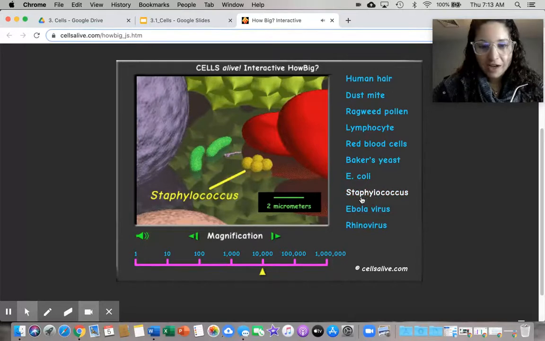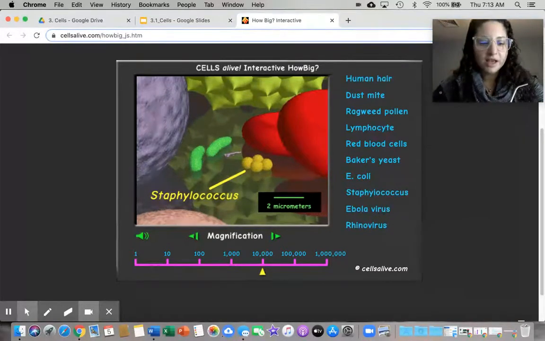So E. coli, Staphylococcus. All right, so again, we're still at 10,000 times magnification. Staphylococcus is a bacteria that causes a staph infection. You see this a lot in hospitals. It basically is like a skin infection. It's nasty. It can get into your bloodstream, and that's when it can get very, very dangerous. You will see a lot of people in hospitals, especially with a compromised immune system. They will have a very hard time recovering from a Staphylococcus infection.